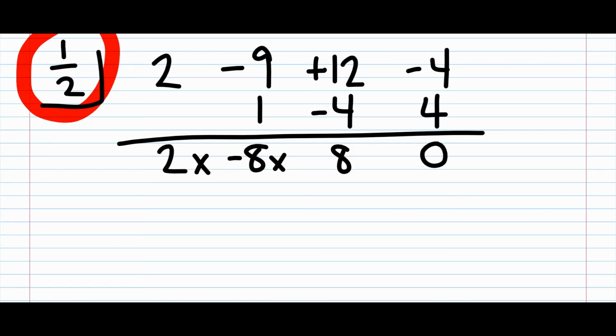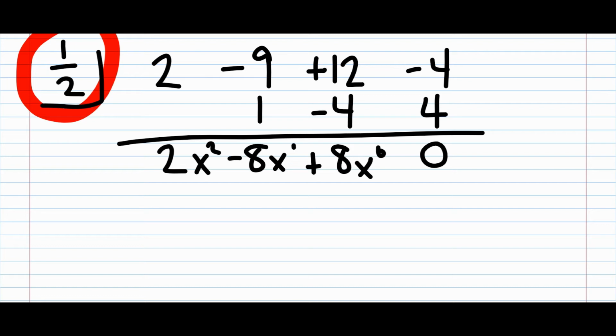And that leaves me with x's here and here. Again, this last 8 here is a constant, so it's x to the 0. This is x to the first, and this is x squared. Now from here, I can actually just factor this quadratic polynomial that remains.